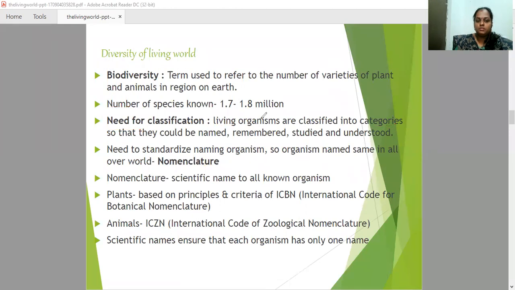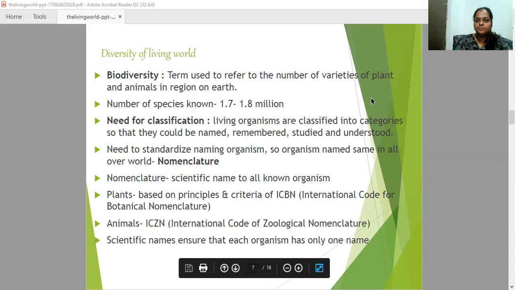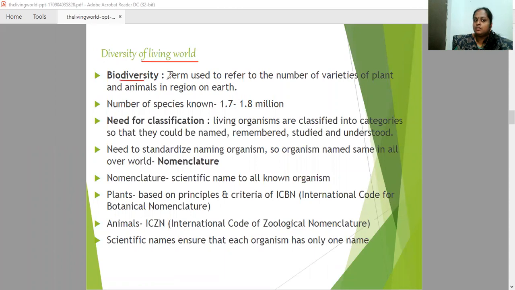Next, we'll move on to the diversity of living world. Certain concepts we are going to study in today's session. In the diversity of living world, we are going to study certain terms. Biodiversity is the term used for the number of varieties of plants and animals present in a particular region on earth. Here the number of species known is 1.7 to 1.8 billion. Please make note, it is very important to remember for the exam.